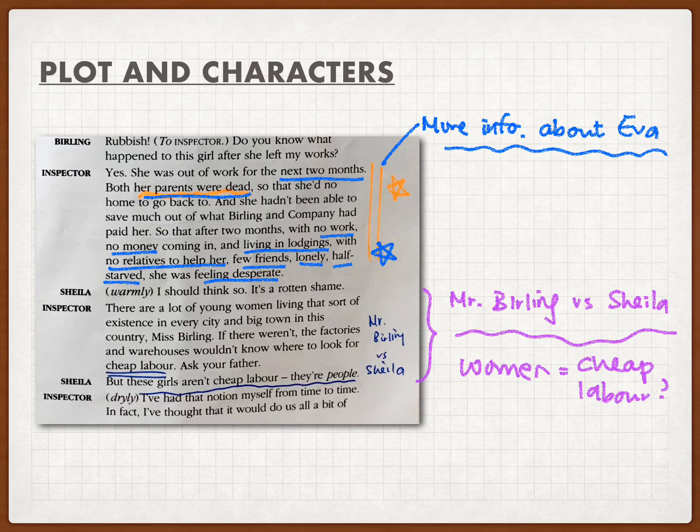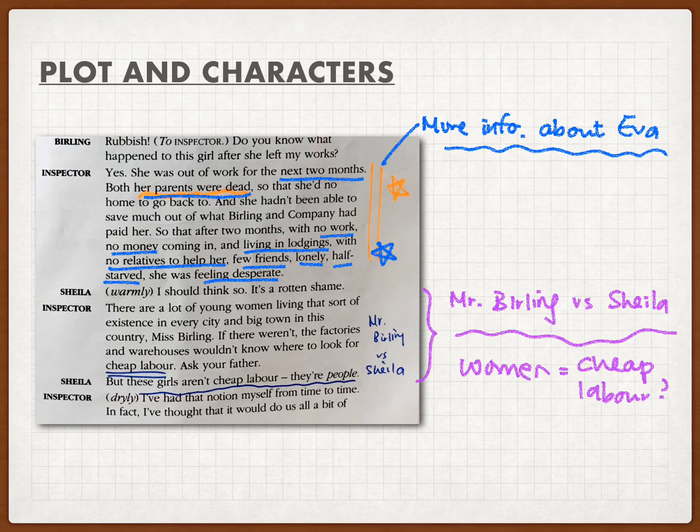And because Eva didn't earn much from the Birling company, without work and without money, she had to live in her own lodging, a small furnished room. There were no relatives to help her, very few friends, she was very lonely, and had no money for food. So to Eva Smith, this situation was super hopeless, very desperate.